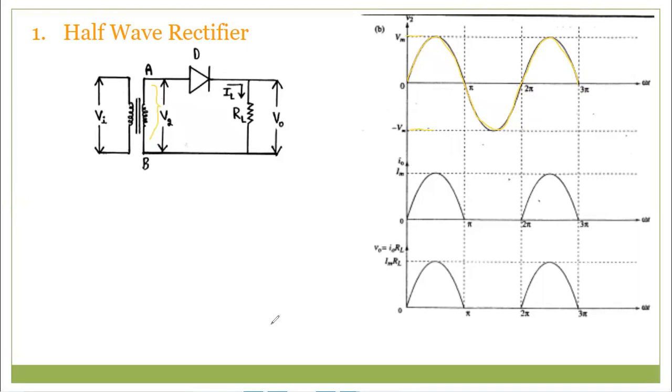Now we can observe in the secondary of the transformer there is something called the peak voltage. Vm is the positive peak voltage, and minus Vm is the negative peak voltage. So the peak to peak voltage will become 2 Vm. From this point to this one, positive to negative, the voltage will be 2 Vm.